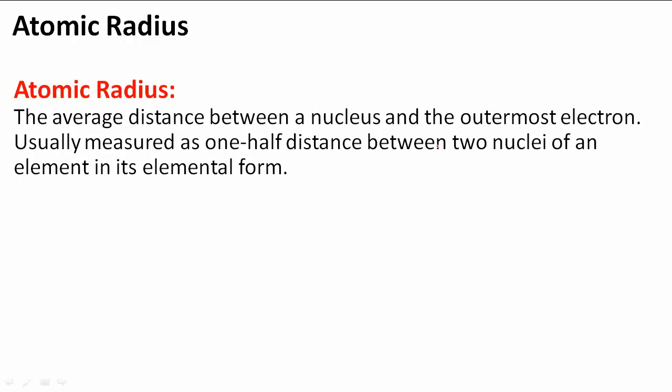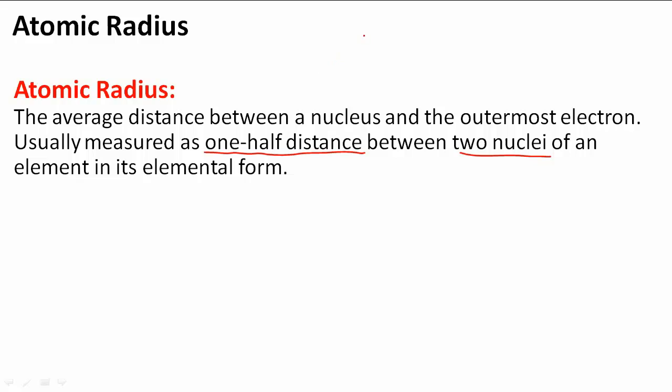Atomic radius. Atomic radius is the average distance between a nucleus and the outermost electrons. Usually this is measured as 1/2 the distance between two nuclei of an element in its elemental form.